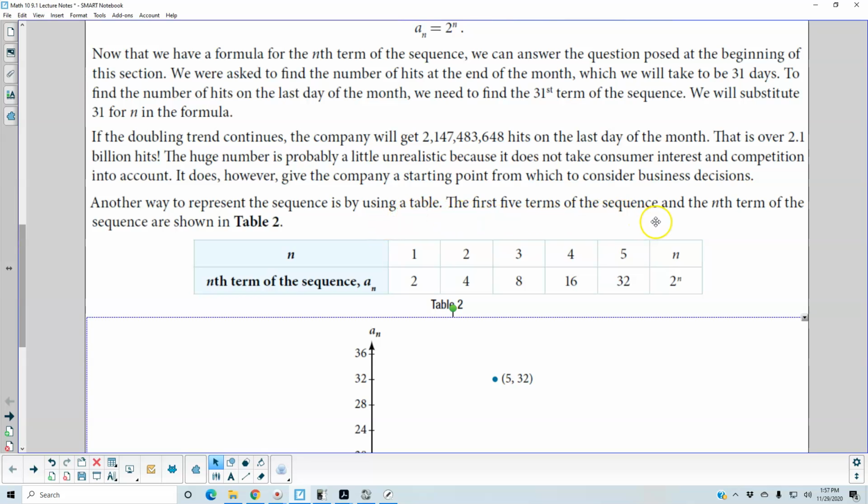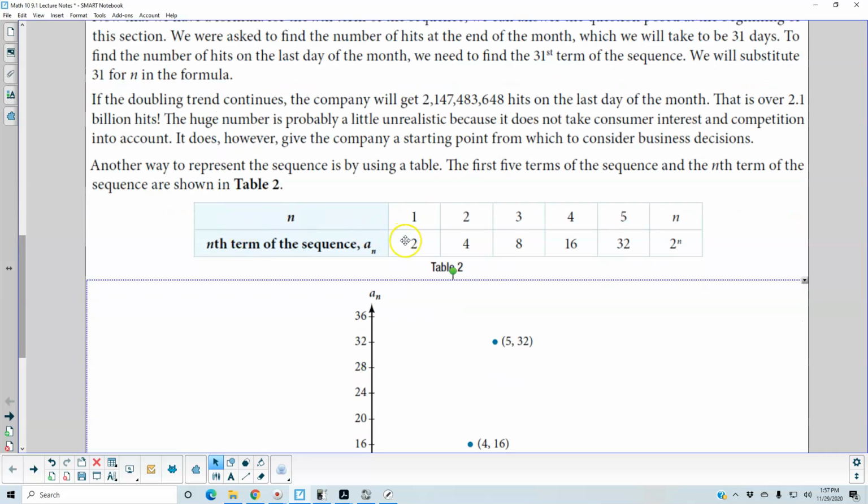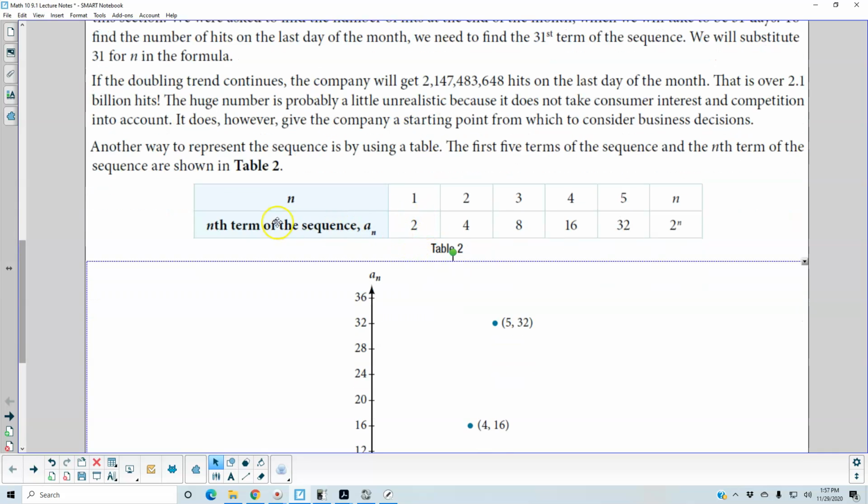Another way to represent the sequence is by using a table. The first 5 terms of the sequence and the nth term of the sequence are shown in table 2. When n is equal to 1, we get 2. When n is equal to 2, 2 squared gives us 4. When n is equal to 3, 2 to the 3rd power gives us 8. When n is 4, 2 to the 4th power gives us 16. When n is equal to 5, 2 to the 5th power gives us 32. And then when n is equal to n, that is 2 to the nth power.